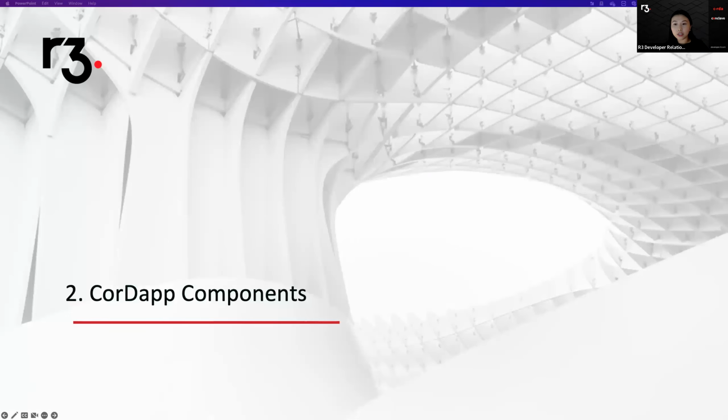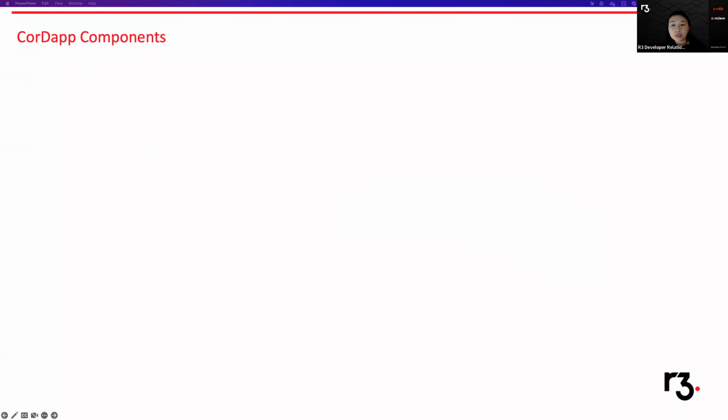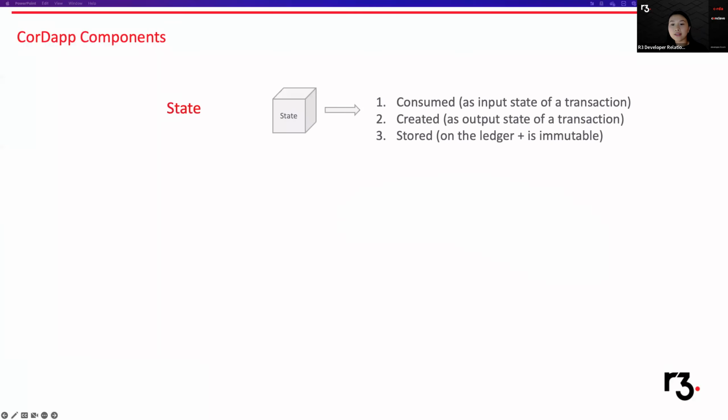So let's take a deeper look into CorDapp components. Here are the three key components to CorDapp. So first we have state, and a state is an immutable object representing a fact known by one or more Corda nodes at a specific point in time, and they represent facts on the ledger. A state can be consumed as an input state of a transaction, it can be created as an output state of a transaction, or it can be stored on the ledger and is therefore immutable.